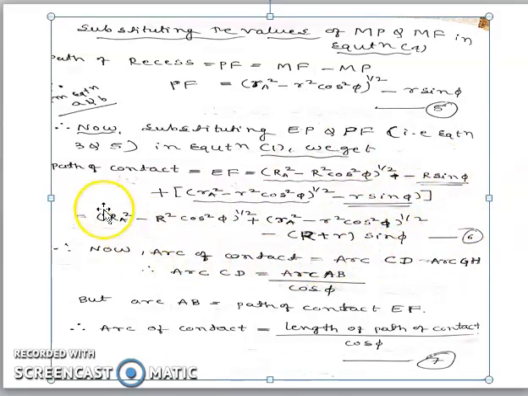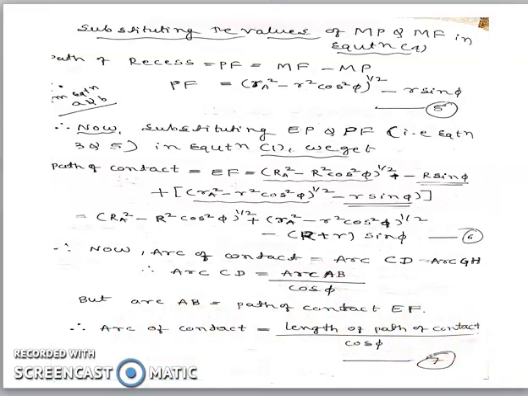So we will write now the final equation, that is length of path of contact is equal to RA square minus R square cos square phi raised to 1 by 2 plus small r a square minus r square cos square phi raised to 1 by 2 minus R plus r sin phi. So this is equation 6. Now we will discuss the arc of contact. Arc of contact, that is arc CD, is equal to arc AB divided by cos phi. But we know arc AB is equal to path of contact. So arc of contact is equal to length of path of contact divided by cos phi.